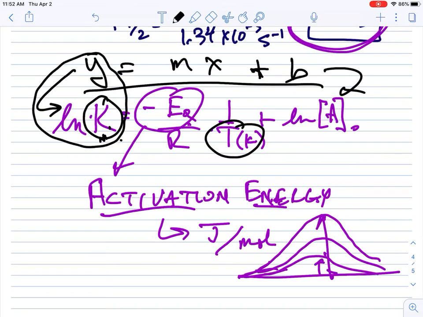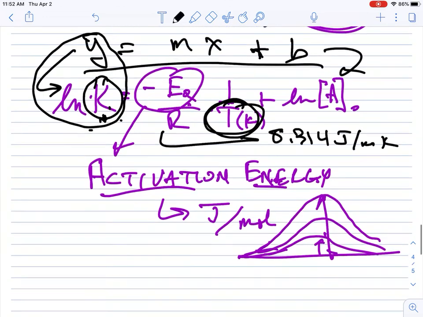What you're going to graph on your y-axis is the natural log of K. On the assignment, you're going to be given a bunch of different values for K. You're also going to be given a corresponding value of temperature in Kelvin. Now, this R is the ideal gas law constant, which has to be 8.314 joules per mole Kelvin.